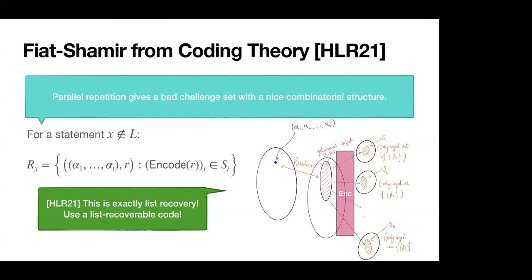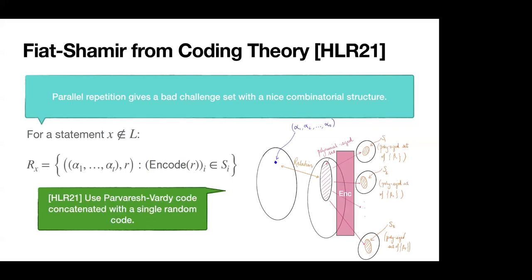And what we can do, therefore, is use a list recoverable code and consider the following relation: alpha 1 through alpha T and some r, where we just specify that the ith component of the encoding of r sits in the set Si. So this is a de-randomized relation, a relation for the de-randomized parallel repetition protocol. Okay. And in particular, what list recoverable code should we use? HLR21 says we can use the Parvaresh-Vardy code concatenated with a single random code.